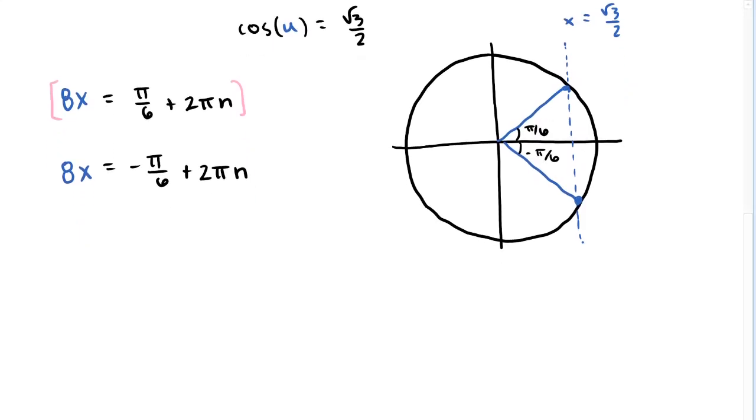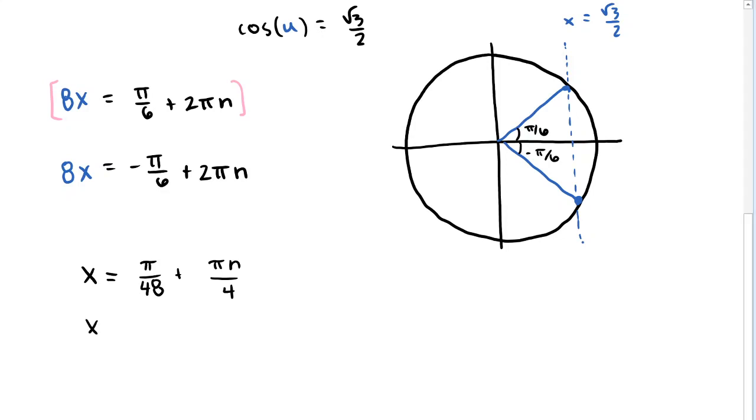Let's rewrite that as dividing the left side by 8 is going to give me just x. Dividing the right side by 8 really divides each term by 8. So pi over 6 divided by 8, that's pi over 48, right? 6 times 8. And then 2 pi n divided by 8, well, this factor of 2 in the numerator and denominator of our 2 pi n over 8 fraction would cancel and leave me with pi n over 4.